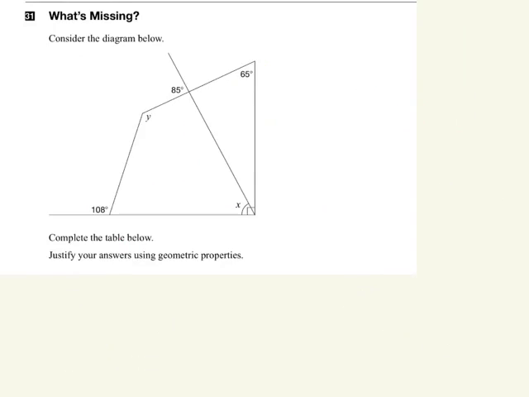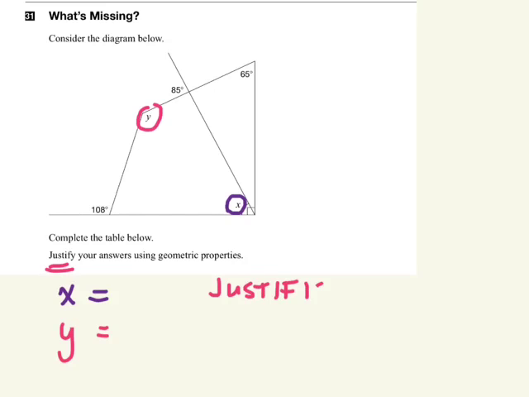Looking at this diagram, it says complete the table, so all the table's missing from here, but all the table it has is to find what x is equal to, so this angle, and to find what y is equal to, which is this angle, and then you have to justify your answer, okay? So we're looking for a justification. So what does that mean, to justify your answer?